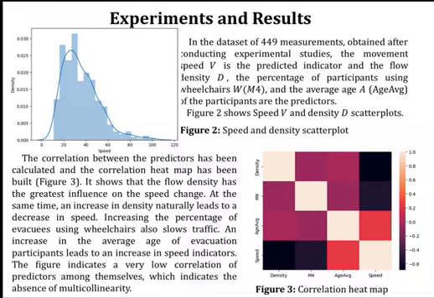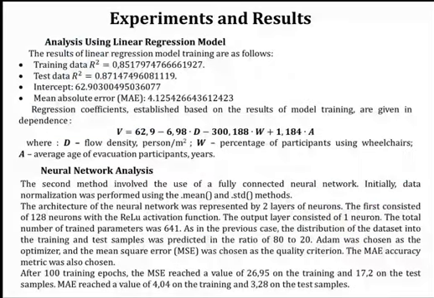It shows that the flow density has the greatest influence on the speed change. At the same time, an increase in density naturally leads to a decrease in speed. That is clear. Increasing the percentage of evacuees using wheelchairs also slows the traffic. An increase in the average age of evacuation participants leads to an increase in speed indicators. That is not a mystery for us. So the figure indicates low correlation of predictors among themselves, which indicates that multicollinearity is absent. So we used a linear regression model, and also we used a neural network for performing this task.